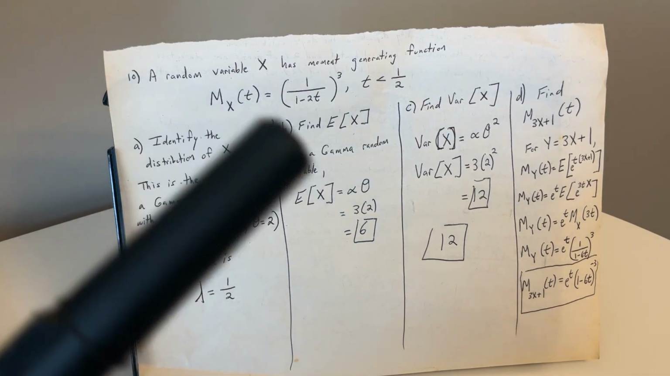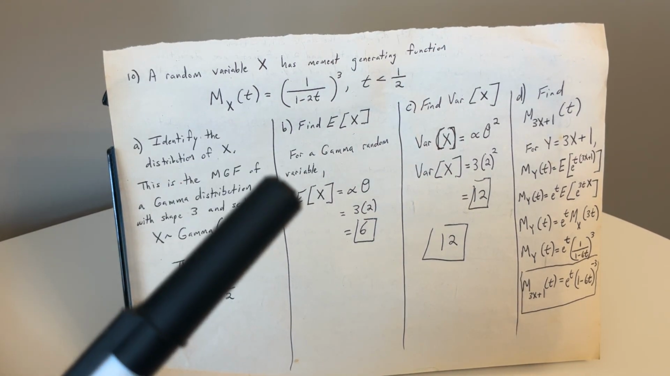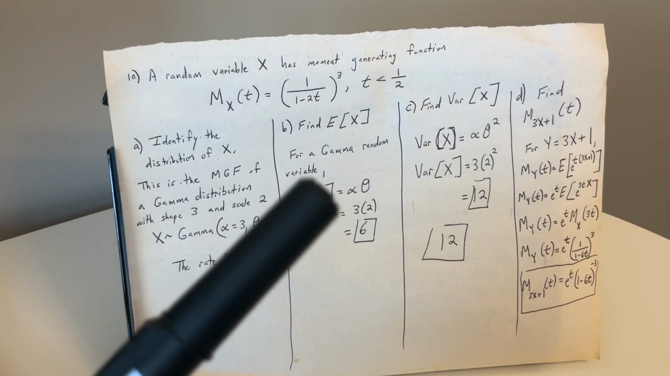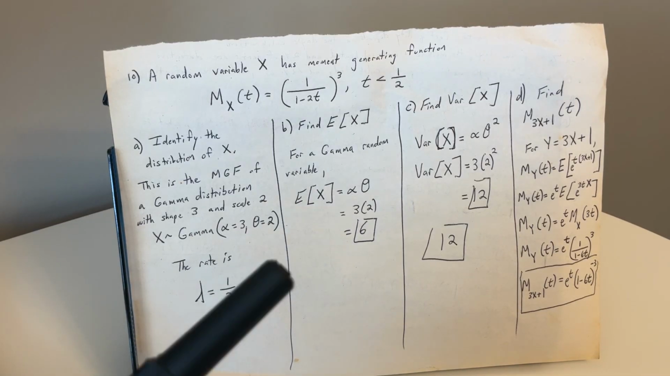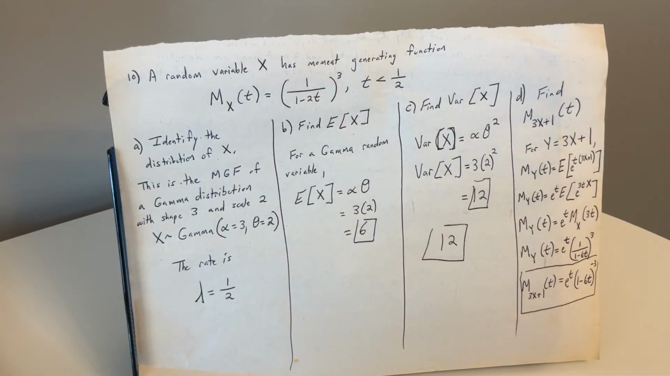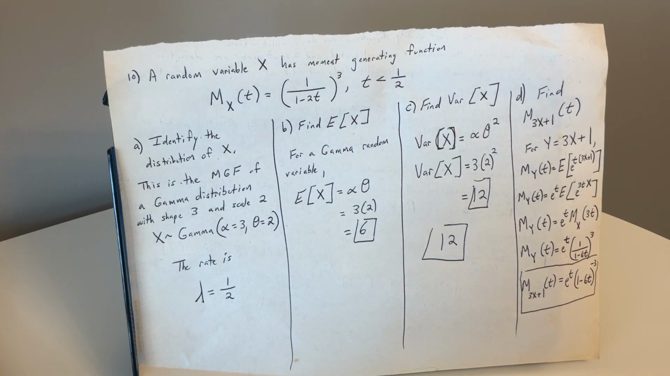For letter B, find the expected value of x for a gamma random variable. What's that going to be? That's just the alpha times the theta. 3 times 2 gives you 6. For part C, we want to find the variance of x. The variance is just alpha times theta squared. So 3 times 2 squared gives you 12.